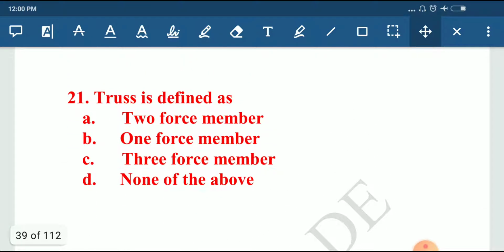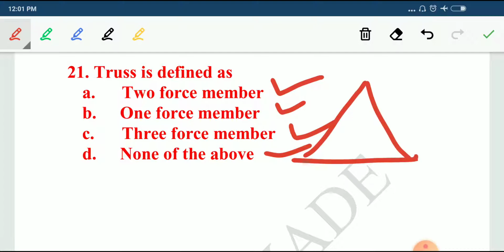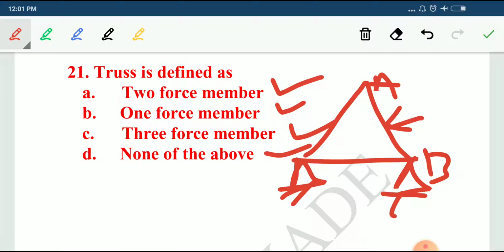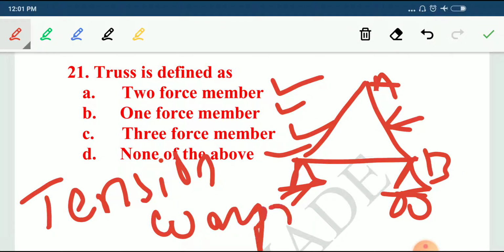Next, truss is defined as. How do you define truss? Truss is a two-force member, or a one-force member, or a three-force member, or none of the above. Usually, truss is called a two-force member. Usually truss is made with steel. So what is the member you are having? This is AB, the member. It may be a tension member or it may be a compression member.